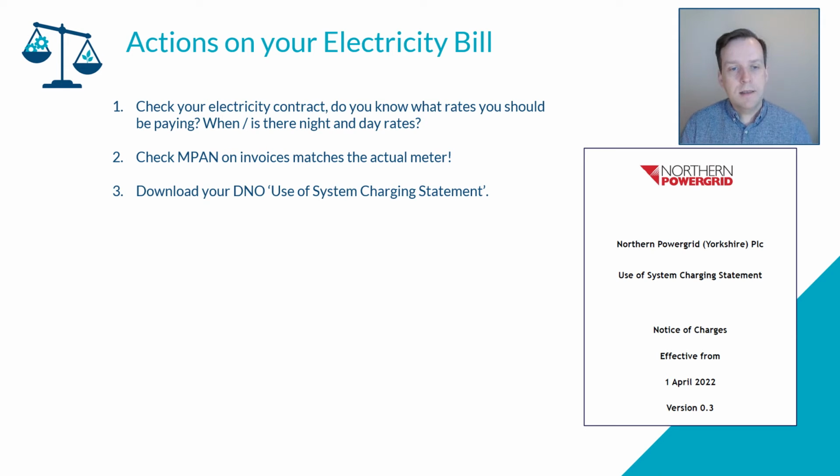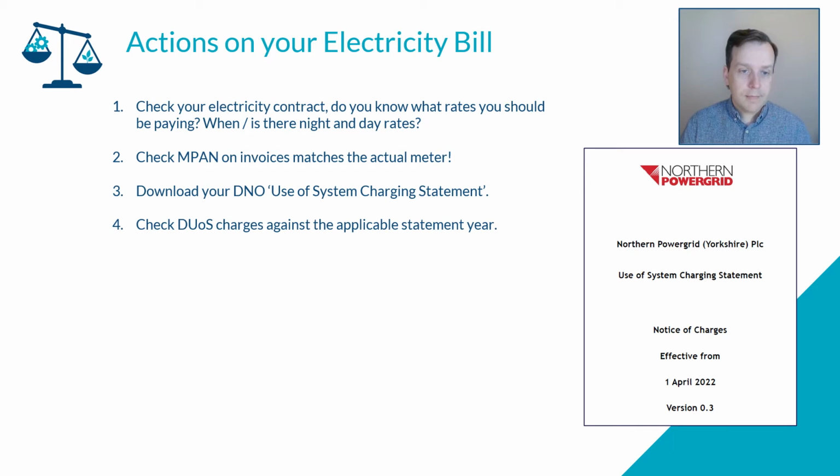Again, for the UK, download your use of system charging statement. For each region in the UK, there are particular billing rates, and you should have this use of system charging statement, found on your local DNO website, and that details what you should be paying for red, amber, green, and also your triads. These charges change every couple of years, so make sure that your bill reflects the applicable charging statement.